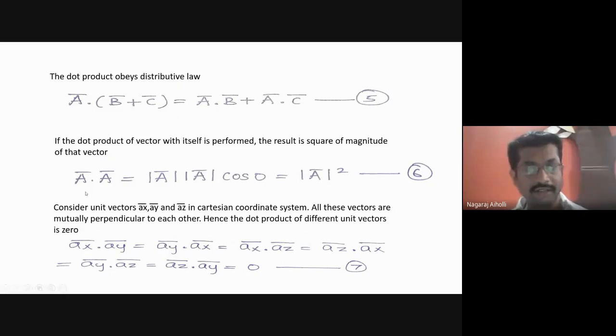That is, a vector dot a vector is equal to magnitude of a vector into magnitude of a vector into cos 0. That will be equal to magnitude of a vector square. Take it as equation number 6.